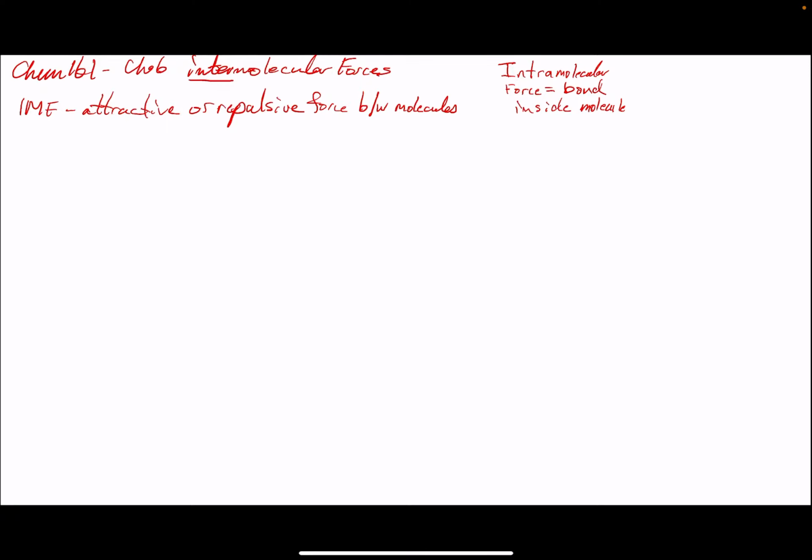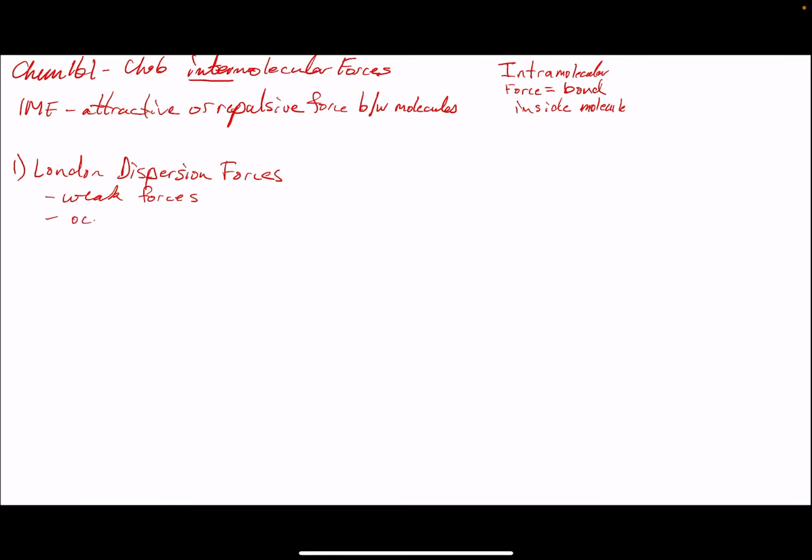Okay, so what we now want to do is understand that there are different types of these intermolecular forces. So we'll start now with a list, and there are three main types. The first one is what we call London dispersion forces, okay? London dispersion forces. These are very weak, okay? So these are weak forces.